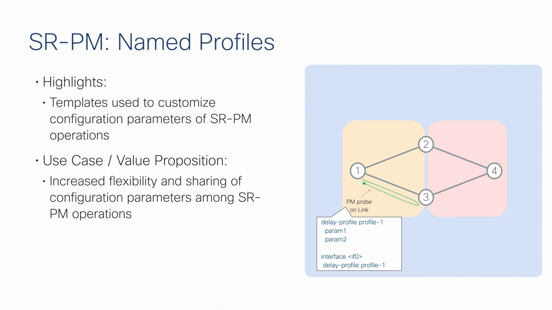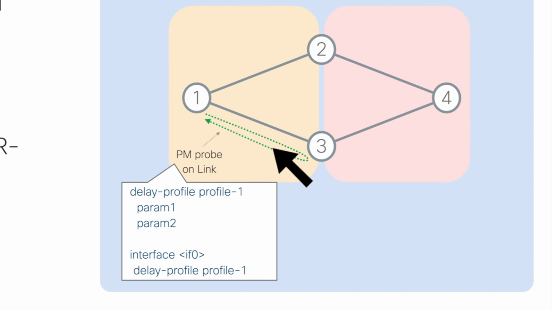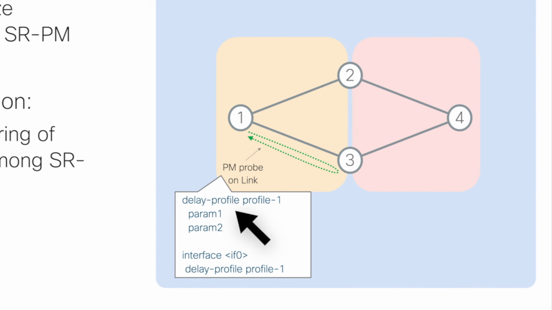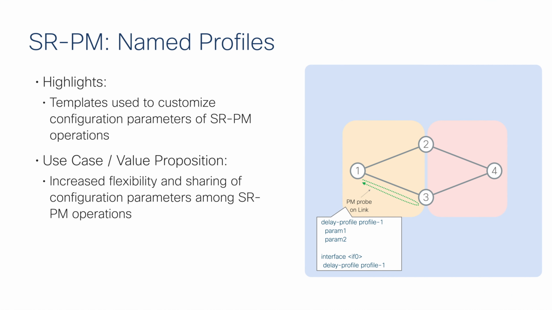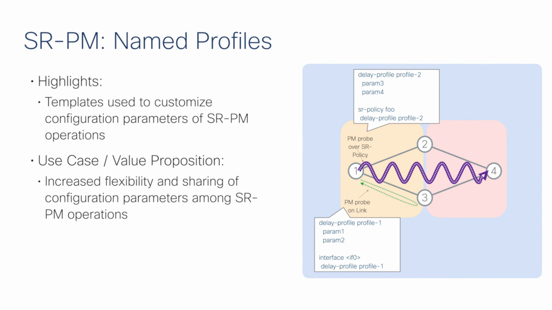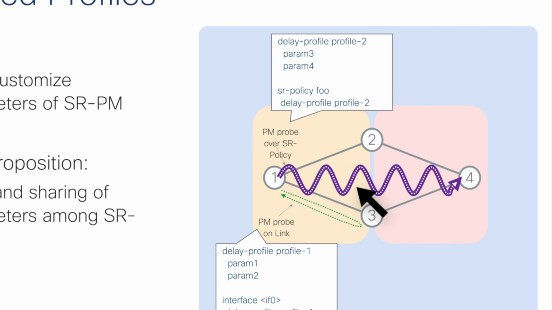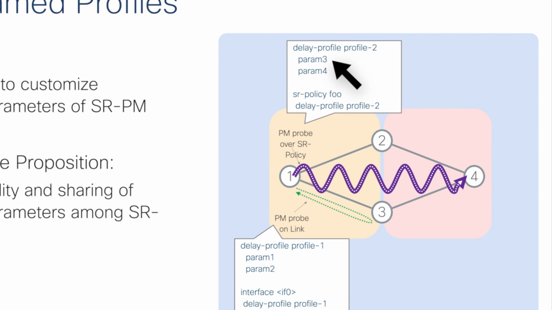For example, you could have a PM probe running on a link on, let's say, a given interface, interface 0. That interface will be associated with a delay profile. And in the delay profile, we're going to have the parameters that will apply to that SR PM operation. Likewise, I could have a segment routing policy in violet. The segment routing policy is also being run a PM probe over it, associated with a delay profile, for example, where I configure my parameters.